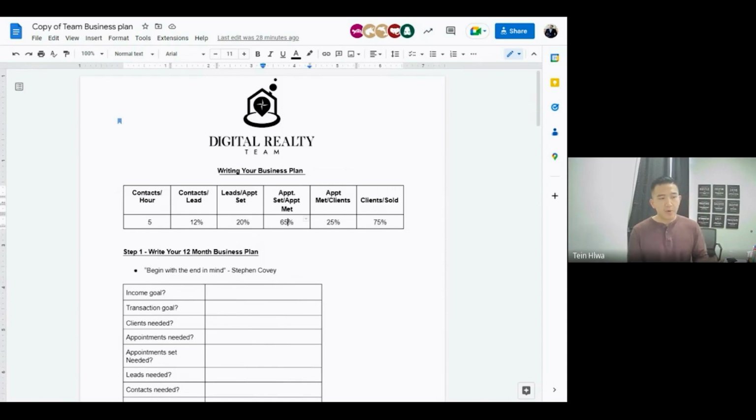And then from there, appointment met to clients, all right? So 25% of the people you meet will become clients. And this 25% is off of the National Association of Realtors number. So yours could be higher or lower depending on how much practice you do and as well your market, right? Things like that come into play. So these are things that will change over time, but this is the average that we can work off of to determine your KPIs. All right.